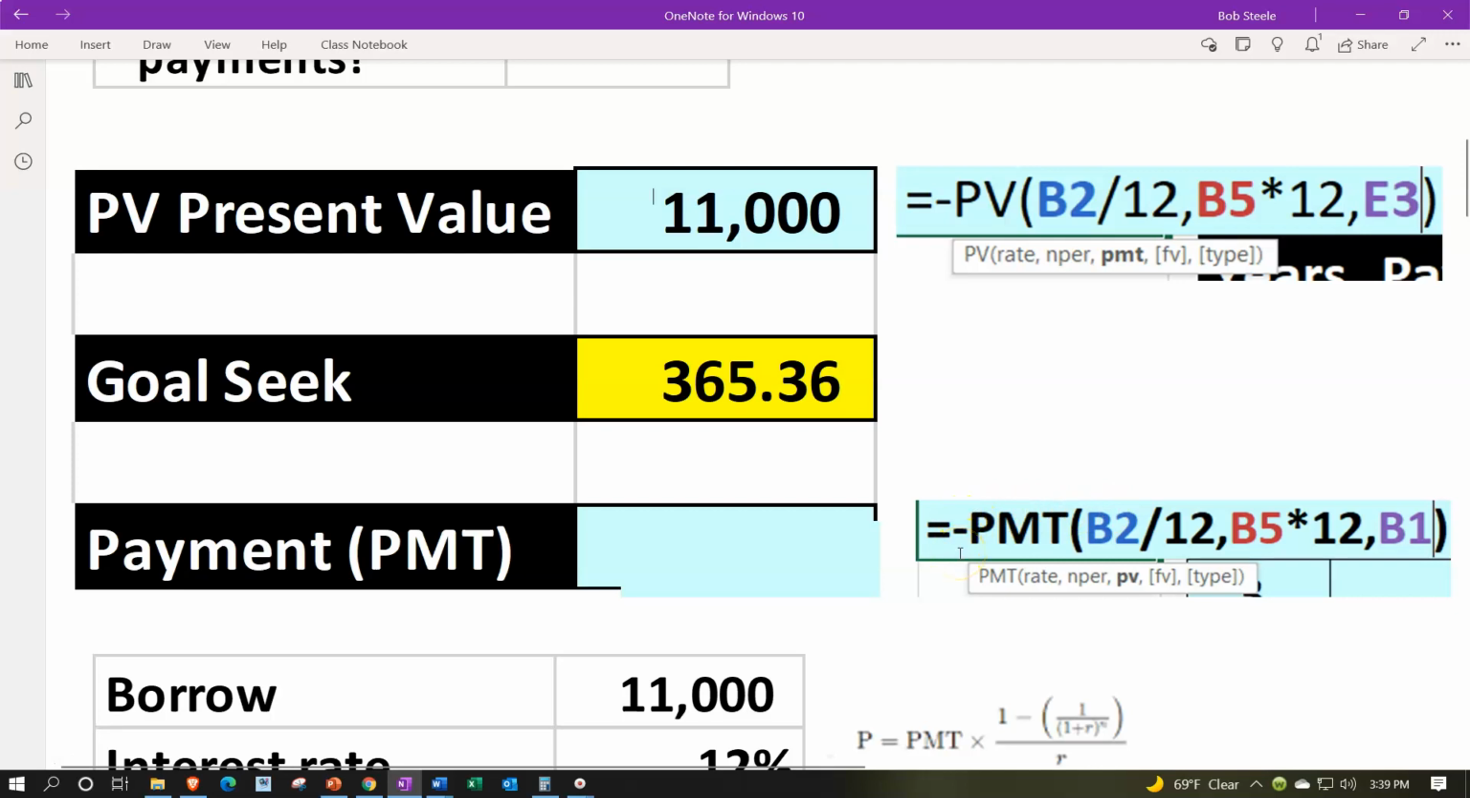We got the negative payment. I'm putting a negative for the same reason as I did with the present value and future value. It'll flip the sign if we don't have a negative. In other words, it'll result in a negative number. The negative will flip the sign to result in a positive number. And you could put that in front of the present value, which is probably more proper, but I like putting it in front of the entire thing. Then it's going to be the PMT brackets.